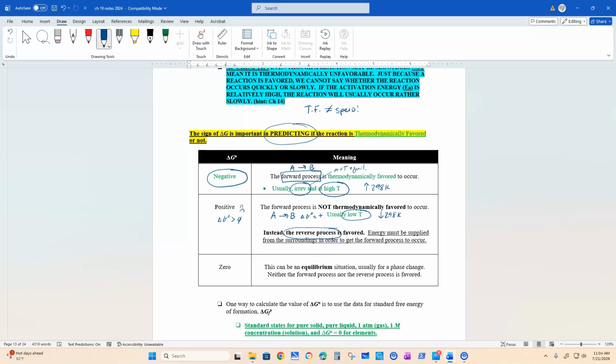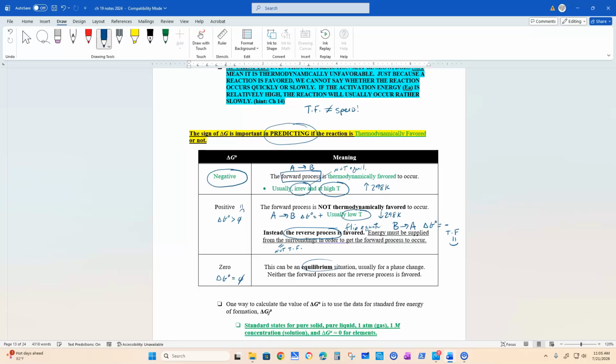Well, we usually have to flip the equation. If you flip the equation, you can get it to be negative. And then it's thermodynamically favored, so B makes A. And now my delta G is thermodynamically favored. Keep this in mind. There's an example problem coming below that we're going to do something like this. So energy must be supplied from the surroundings in order to get the forward process to actually occur, which means that's why it's not thermodynamically favored. What if it's actually 0?